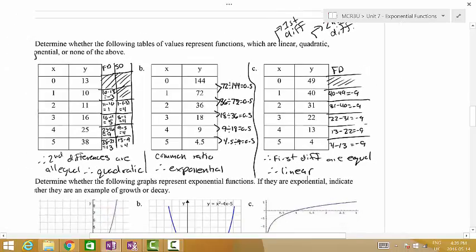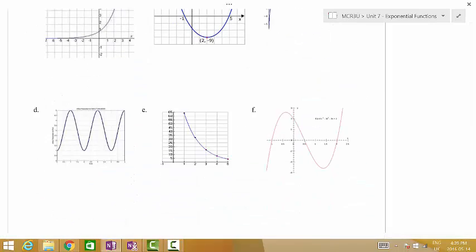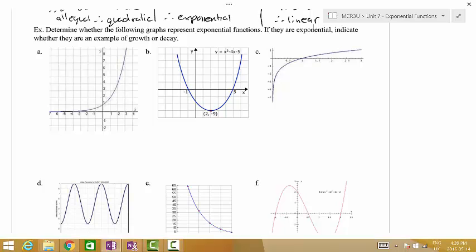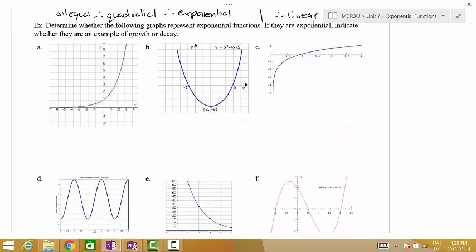So using just the first differences, the second differences, and seeing if there's a common ratio, we're able to show whether that table of values represents a quadratic, an exponential, or a linear function. The next one, we want to be able to look at graphs and determine essentially the same thing. Is it quadratic? Is it exponential? Is it linear? And if it is exponential, is it an example of growth or decay? So with the graphs, essentially what we're looking for is what we call the exponential curve.